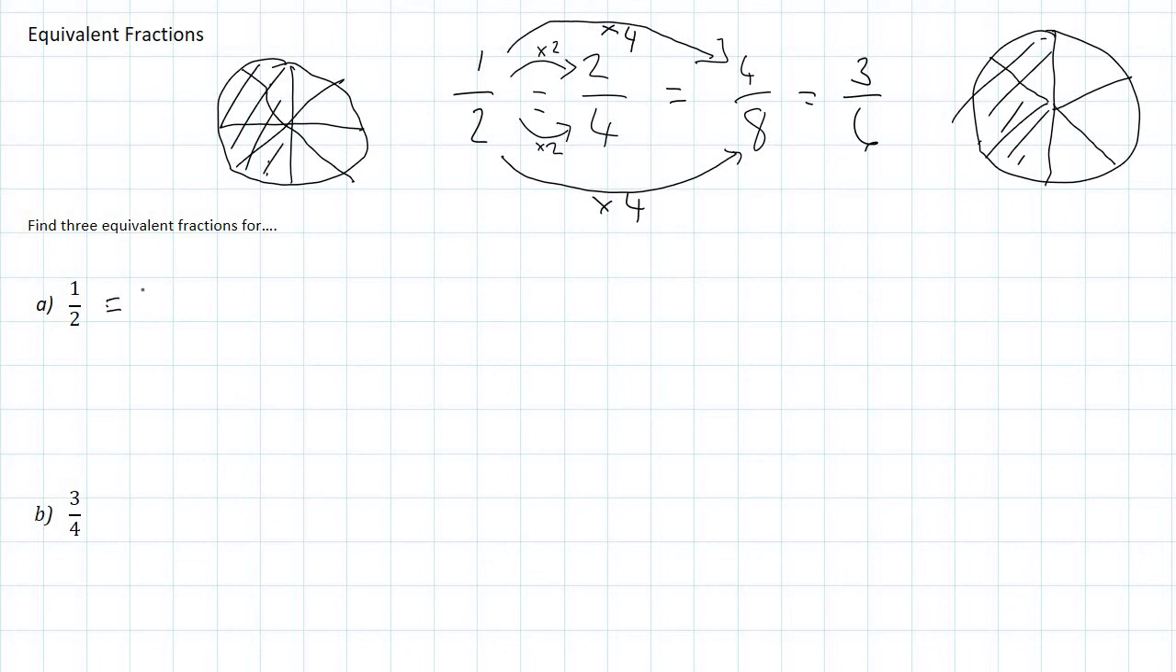So 3 equivalent fractions, I could multiply by 2, top and bottom, get 2/4. I could multiply by 3, top and bottom, and get 3/6. I could multiply by 10, top and bottom, and get 10/20. Okay, I can multiply by anything I want just by splitting all the pieces into however many bits I want. Okay, as long as they're the same number top and bottom.